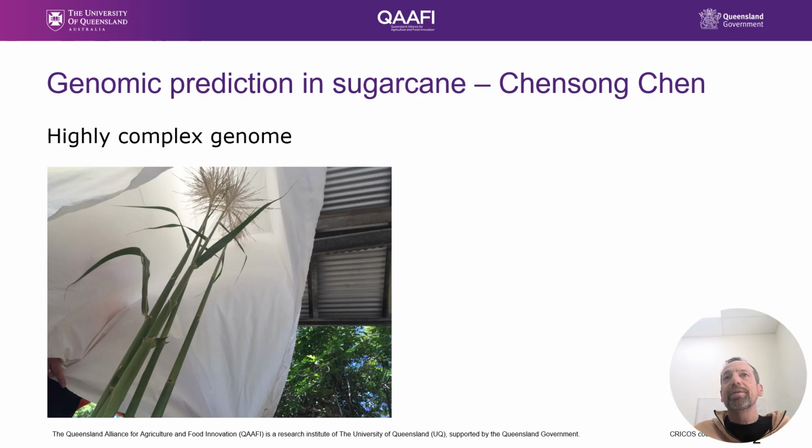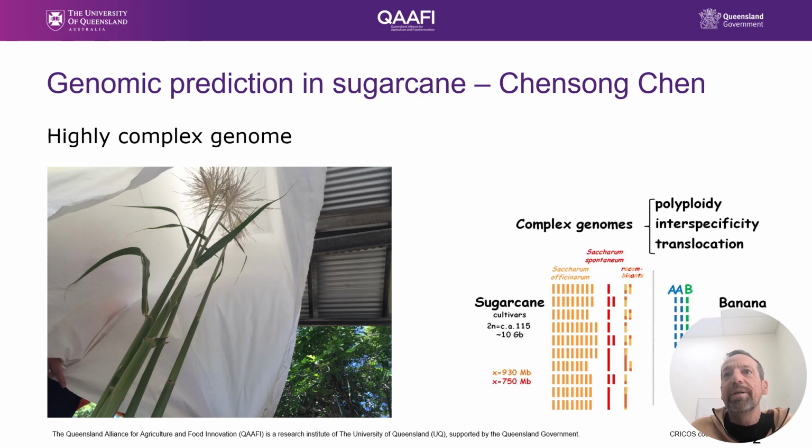So the data set we're going to look at to evaluate the performance of these methods is a sugarcane data set. And all this work was done by a PhD student of mine, Chen-Song Chen, who did a terrific job. So why sugarcane? It's an interesting candidate for assessing these machine learning methods because it has a highly complex genome. It's actually the hybrid of two species, and it's anything from octa to decaploid, so a very complex genome.